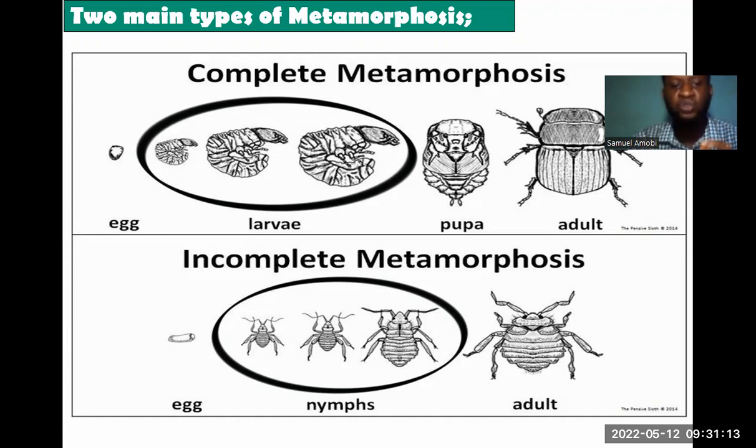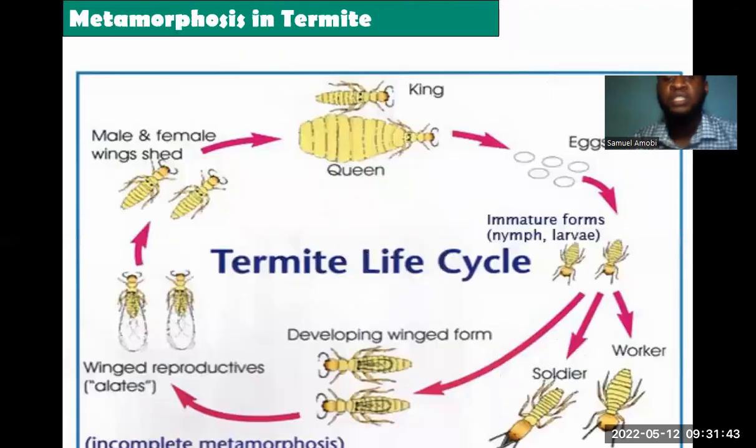Now, if you look at these 2, you discover one thing: complete metamorphosis is 4 stages, while incomplete is 3 stages. That's one difference. Another difference is the fact that there's larva in complete metamorphosis, and there's no larva stage in incomplete metamorphosis, meaning that incomplete metamorphosis doesn't produce larva. Okay. Now let's look at some organisms, insects in particular, that undergo metamorphosis, and let's try to see if they are complete or incomplete metamorphosis.